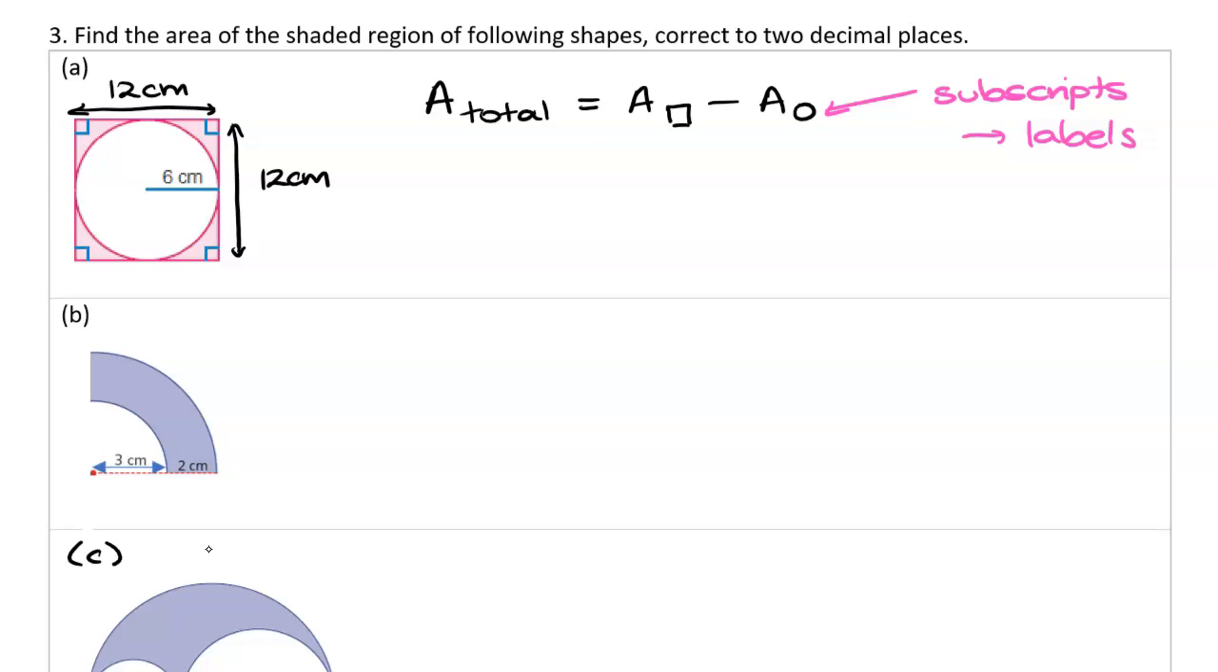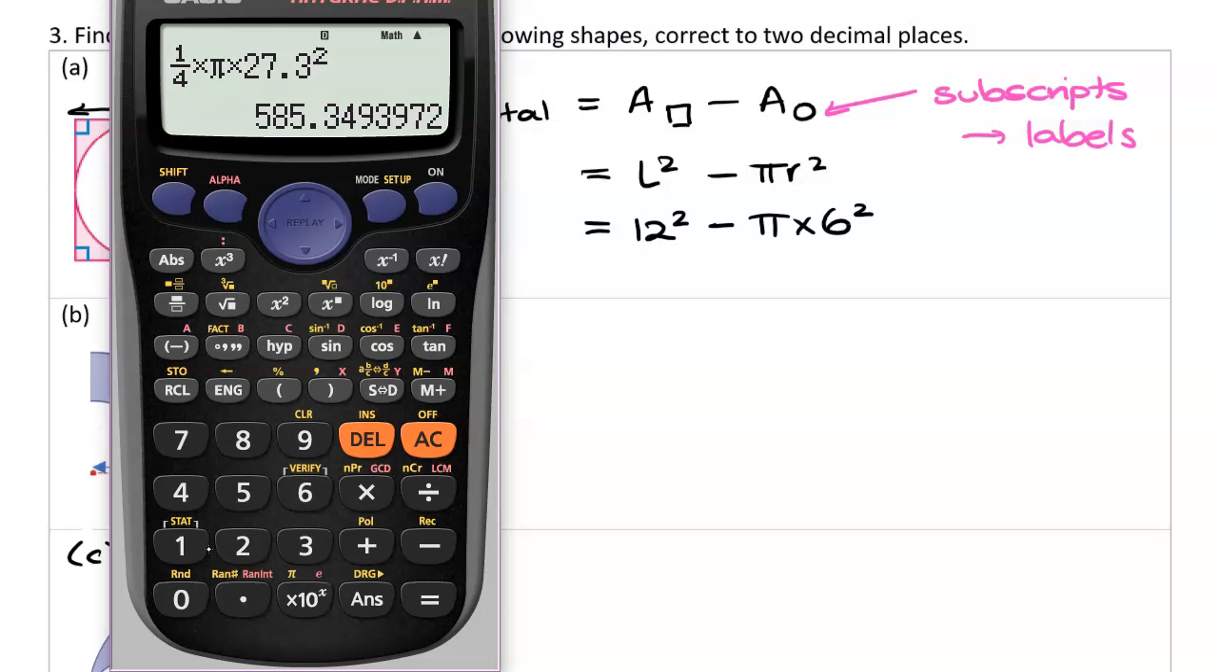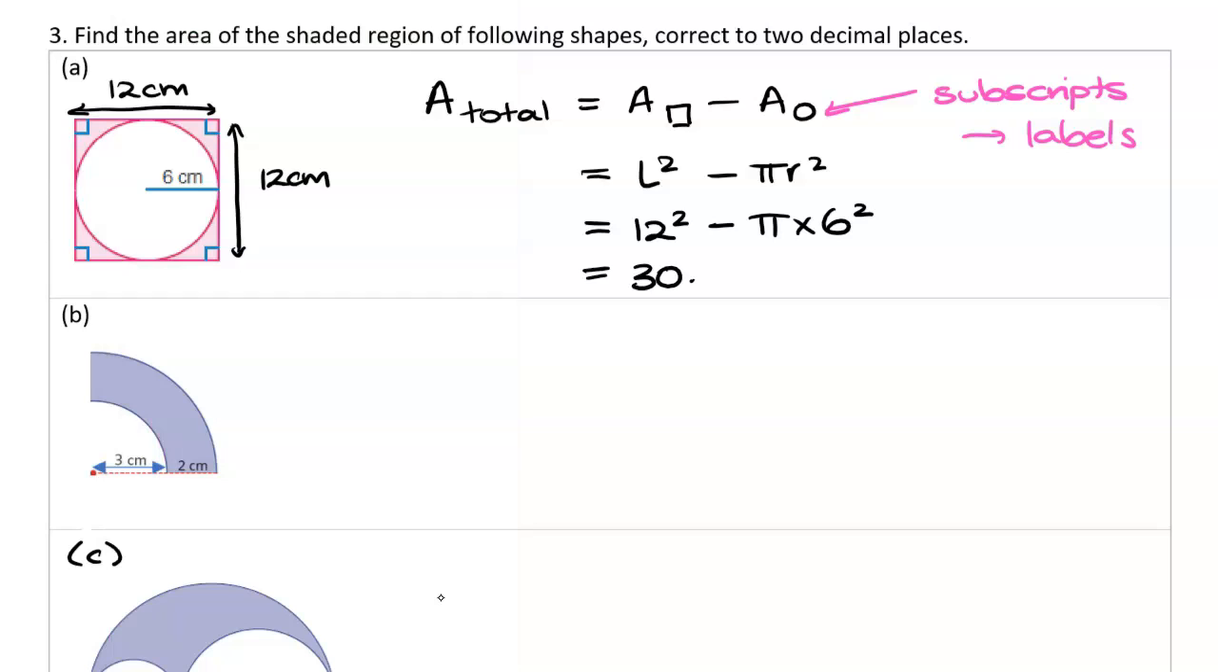Let's put in our formula now. So the area of a square is length squared, minus the area of a circle is pi r squared. The length squared is going to be 12 squared, minus the area of a circle is going to be pi times that radius was 6 squared. Now, because we want it to 2 decimal places, let's get our calculator up. Okay, to 2 decimal places, that's going to be 30.90. And what units do we have here? Centimeters squared. Nice.